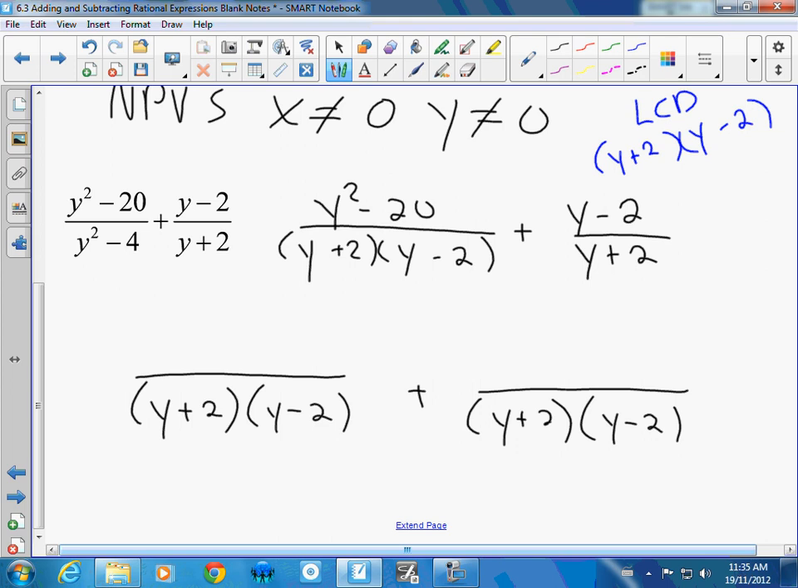Okay, now, look at the first one. Do we even need to change the first one? Does it already have a common denominator? Yeah, so we just write it in here. So y squared minus 20. Okay, now, y minus 2. What's the denominator on this second one? Y plus 2. What did we multiply the bottom by to get to here? Y minus 2. So if we multiply the denominator by y minus 2, what do we have to do to the top? Y minus 2. That's what you times it by, right? You have to balance out your rationals.